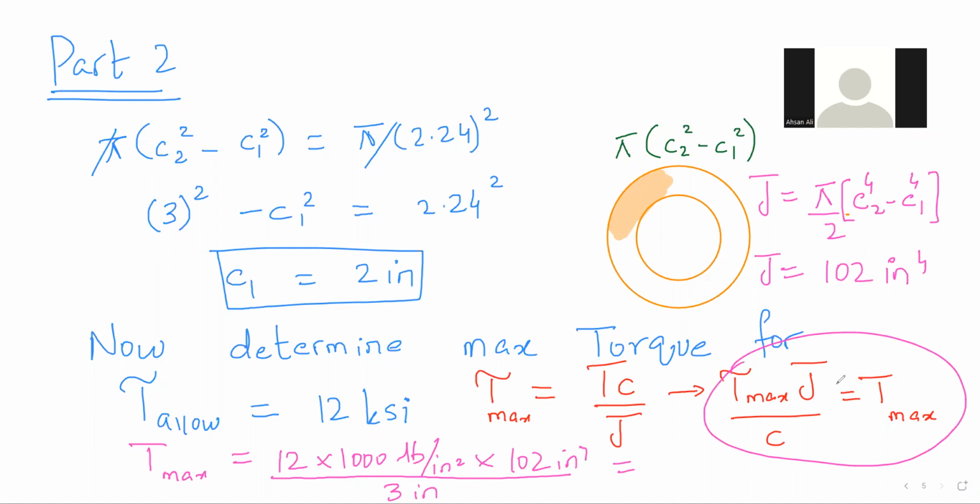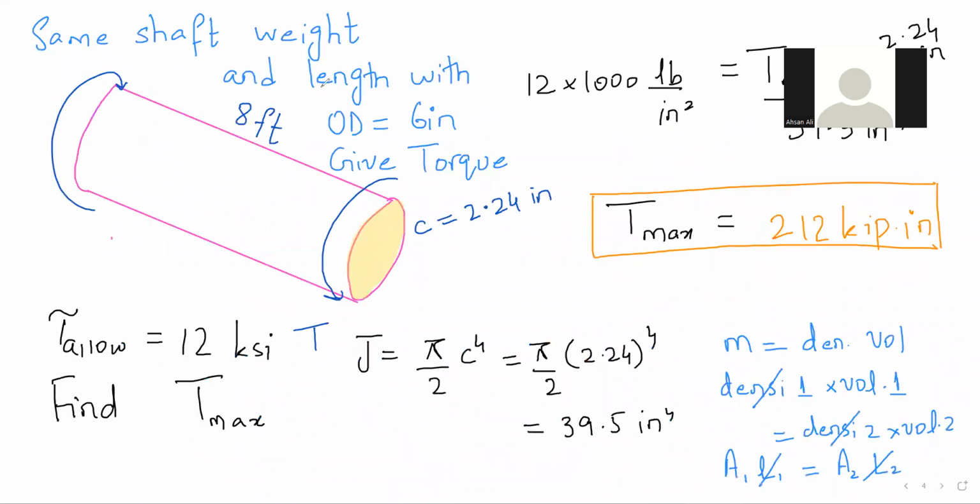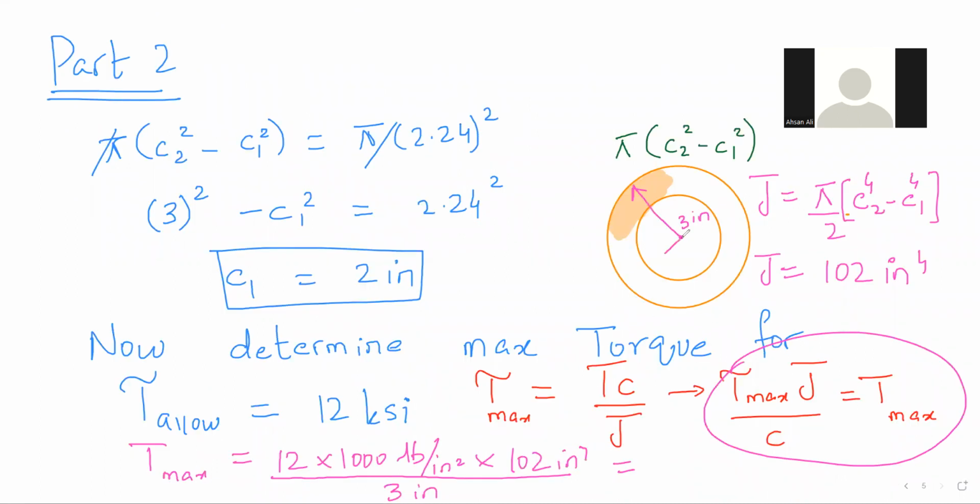Who said that? Why C is 3? Because they gave me that the outer dia was 6 inches. Look, outer dia is 6 inches, and this is 2 inches that you found. So, inch power 4. Okay, what is the tau max? 408 kilo pound inches. Boom.